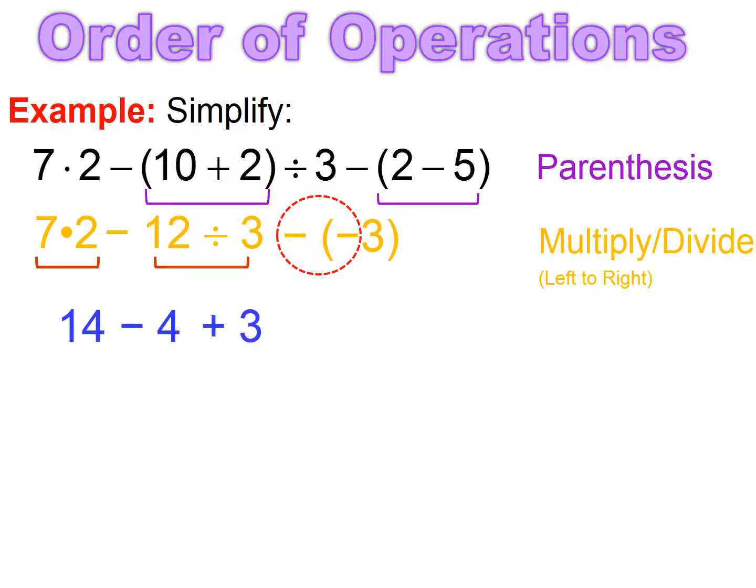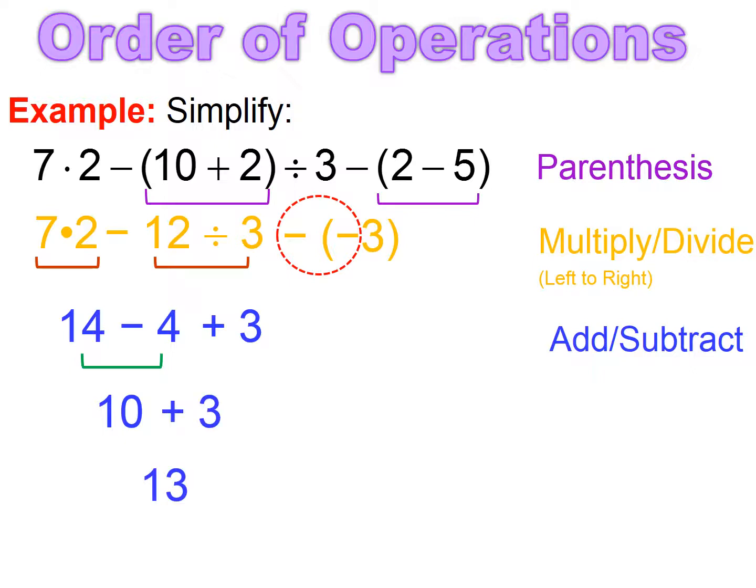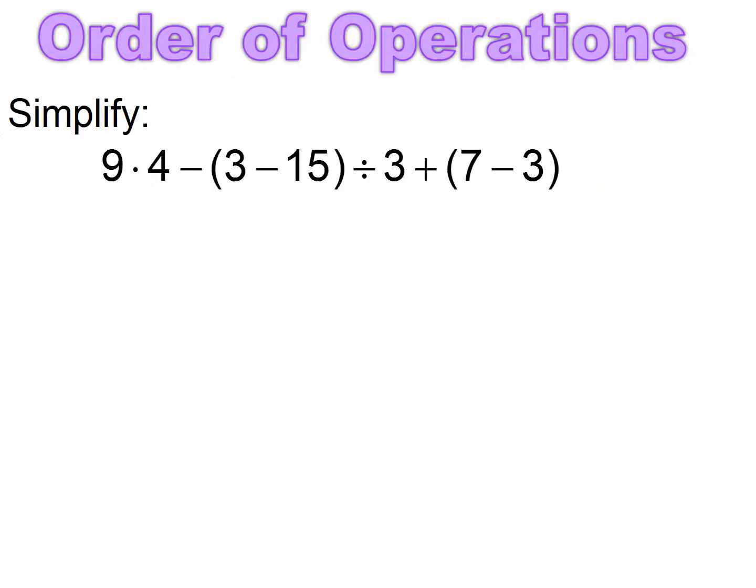So now that I've done the multiplication and division and dealt with that double negative, now I'm left with addition and subtraction. And I'm going to work from left to right. I'm going to do 14 minus 4, which is 10. And I'm going to bring down the plus 3, and I get 10 plus 3 is 13. So stay organized when you're doing your problem. Pause and try.